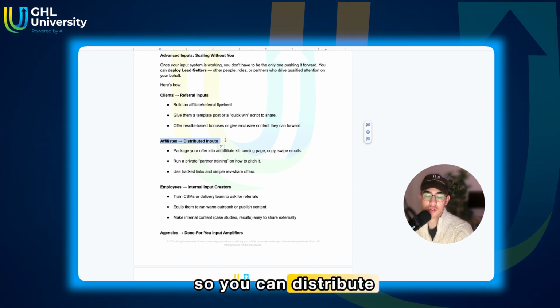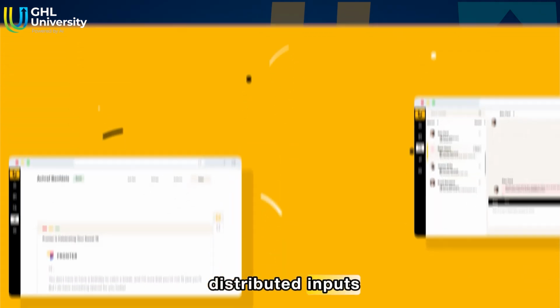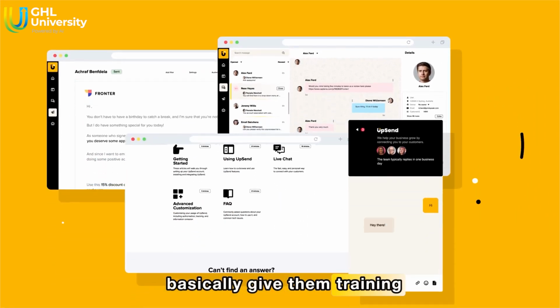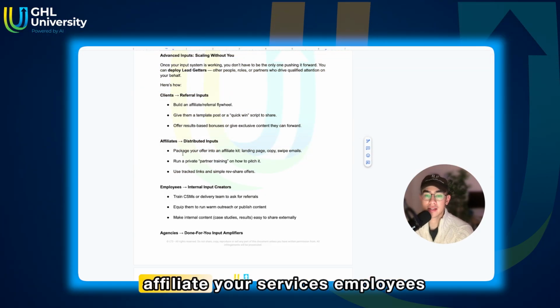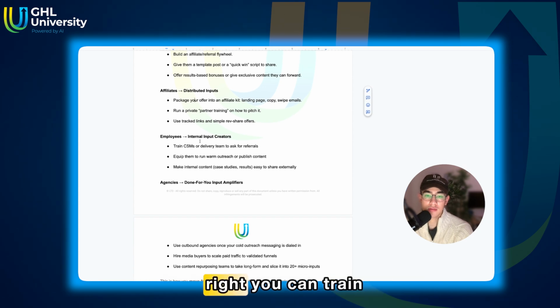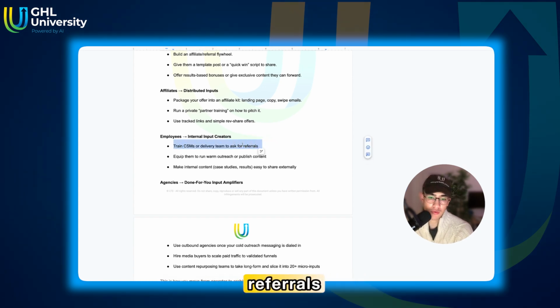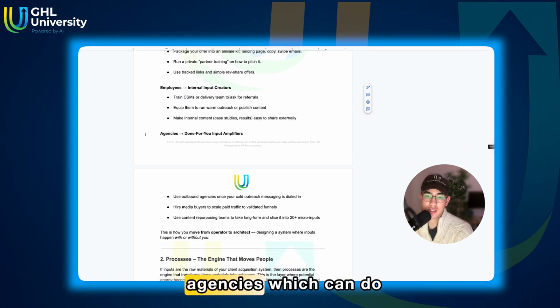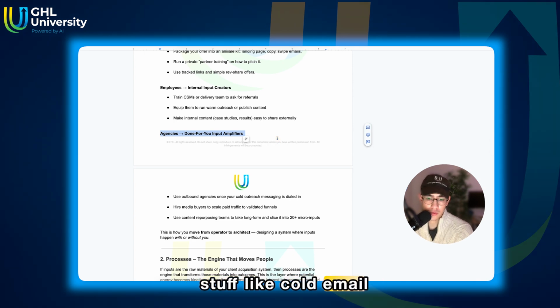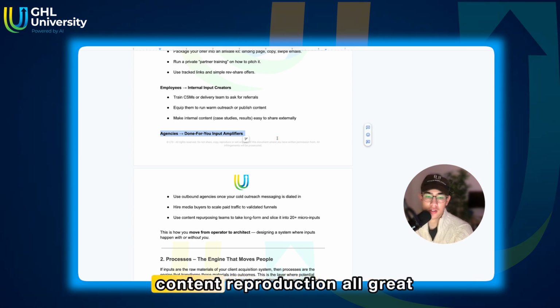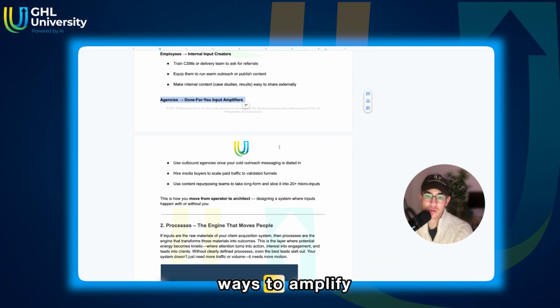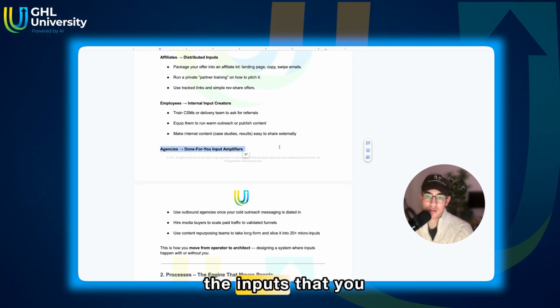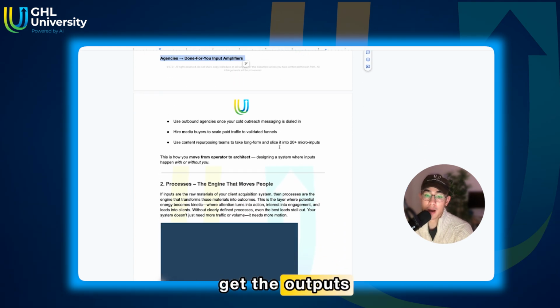Affiliates, so you can distribute inputs, basically give them training, give them assets to affiliate your services. Employees, you can train CSMs to ask for referrals, affiliates, etc. Agencies, which can do done-for-you stuff like cold email, media buying, content reproduction, all great ways to amplify the inputs that you need to do to get the outputs which you want.